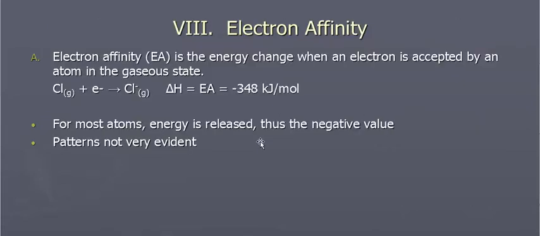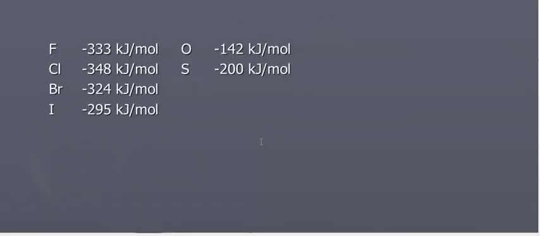Electron affinity is the energy change when an electron is accepted by an atom. So this is opposite of ionization energy. For most atoms, energy is released, so you have a negative value here. The pattern is not very evident. Here are some examples. We're not going to worry about trends in electron affinity because the pattern is not very evident.